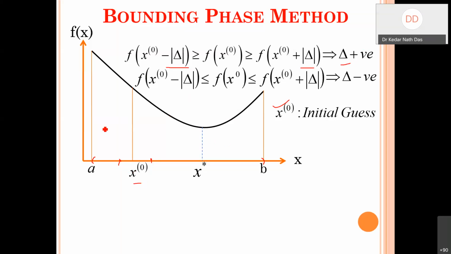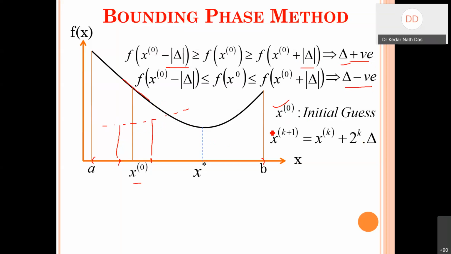So it indicates that the graph will go like this. Then only the function value is less than the function value at x0, which is again less than the function value at the right hand side. Now, if this is the curve, then it indicates that we have to go towards the left. That's why the delta is negative. And if this is the case, it means we have to go to the right because delta is positive. So ultimately, we are going to proceed towards the optimal solution x star.